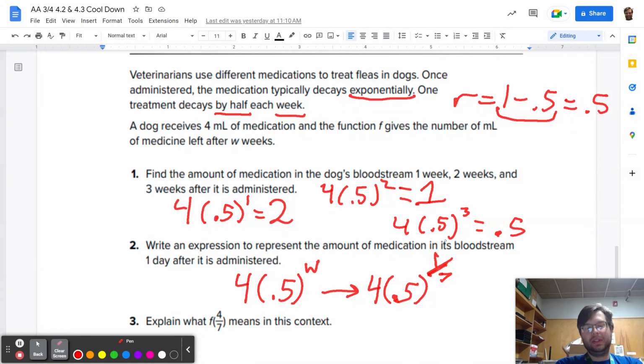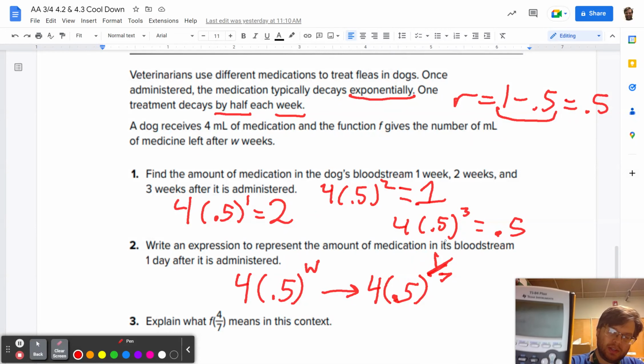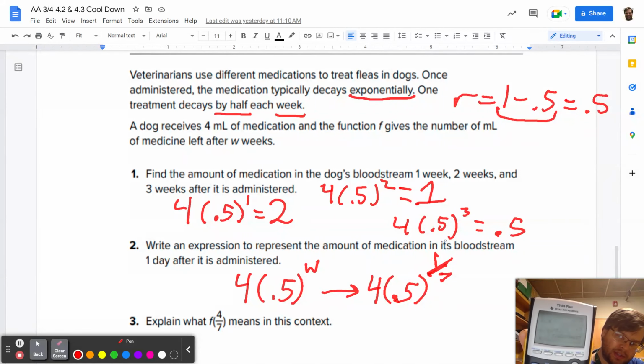Okay? And if I type that in here, think about what kind of a number should you expect. Not that much has really decayed. There's still about 3.6 remaining in there.